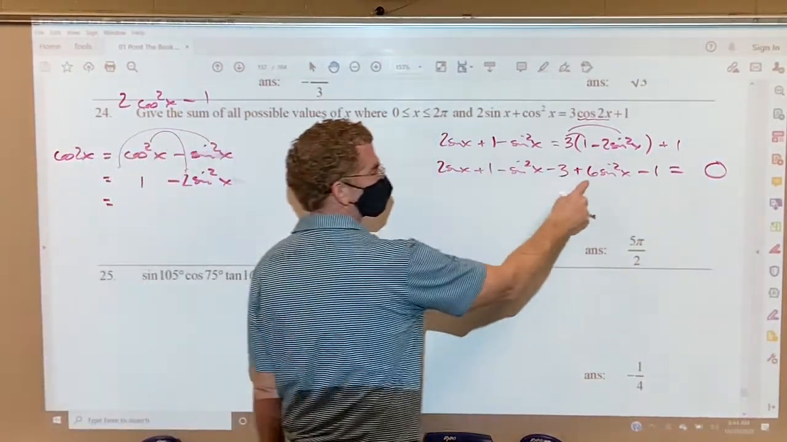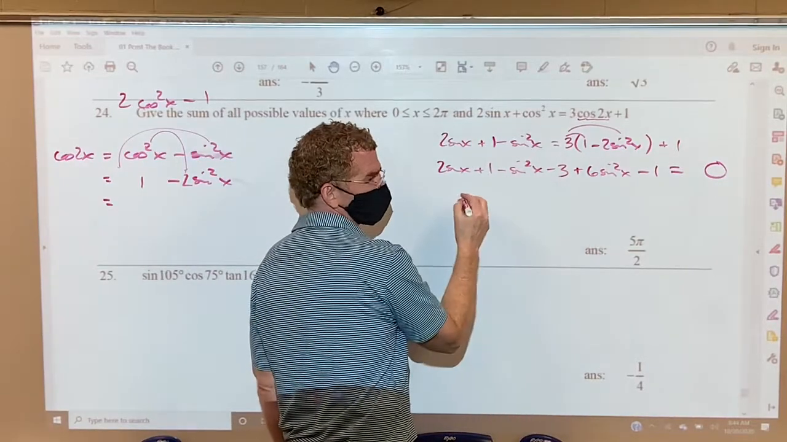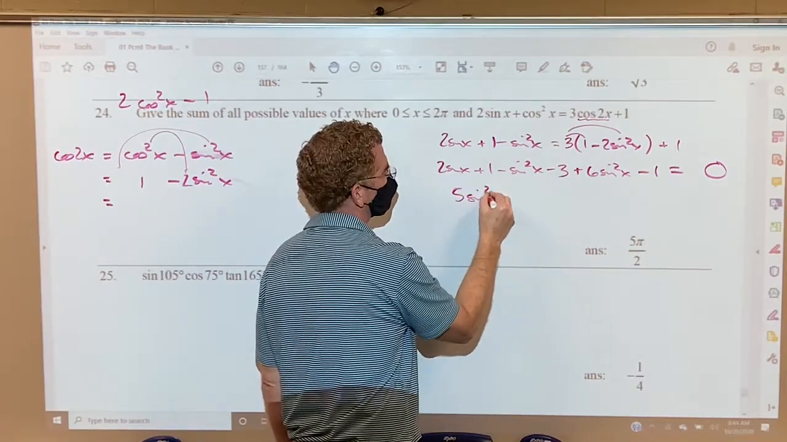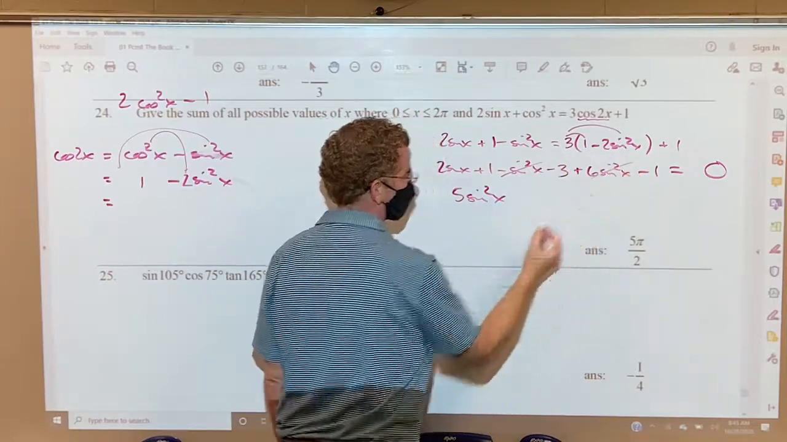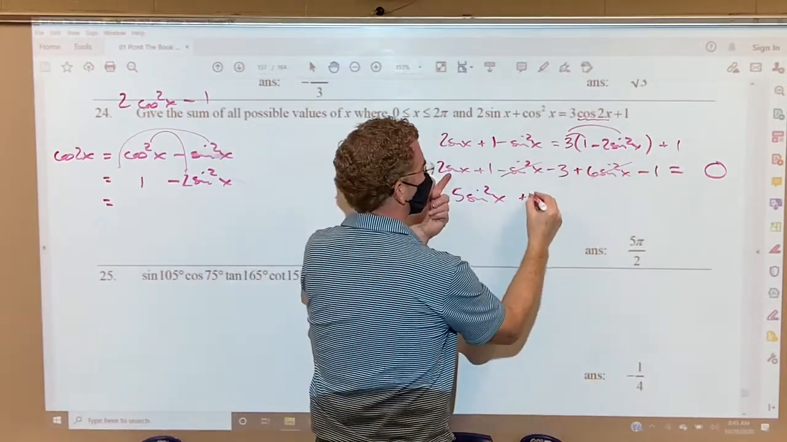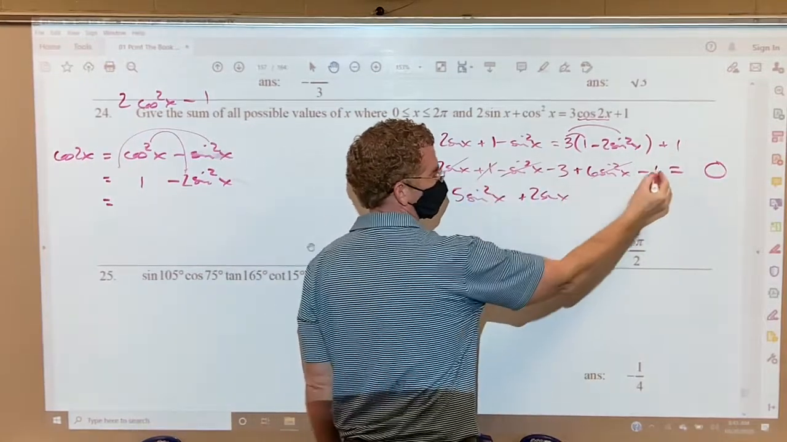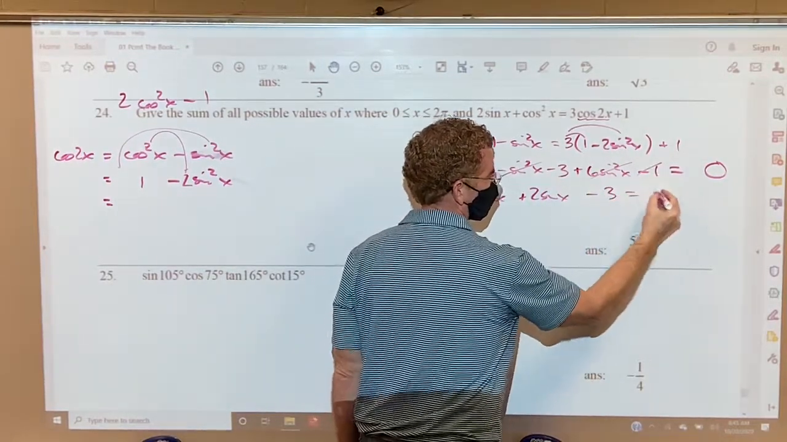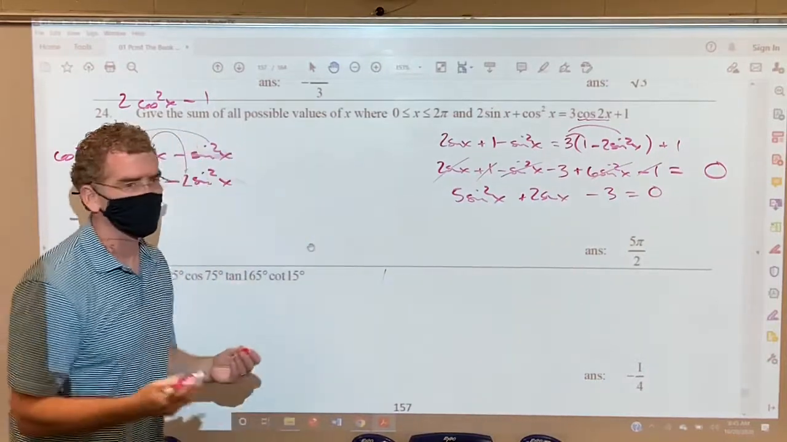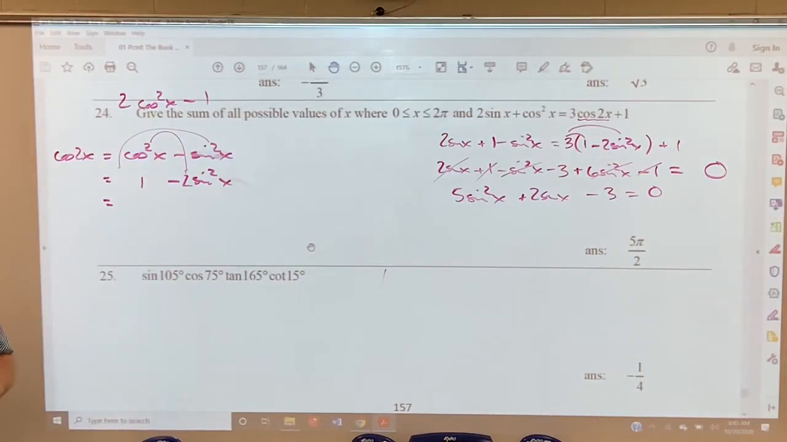So I have 6 sine squared minus sine squared is 5 sine squared. That takes care of that. Plus 2 sine x takes care of that. 1 cancels with the negative 1, minus 3. And so this is more along the lines of maybe what you'd see on your test. And now, can you see what to do with this?